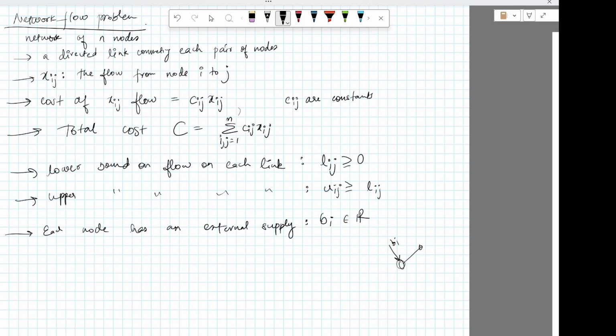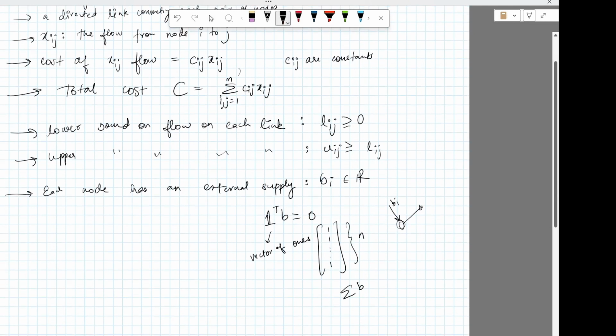And it is given that there are n nodes, right? So 1 transpose b is equal to 0, and this is a vector of ones, of size n. So that means summation bi, i equal to 1 to n, is equal to 0. That is, how much is flowing into the network is the same amount that is flowing out of the network. Okay, because there will be some positive and negative bi's.